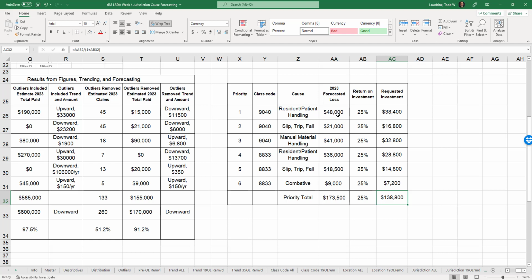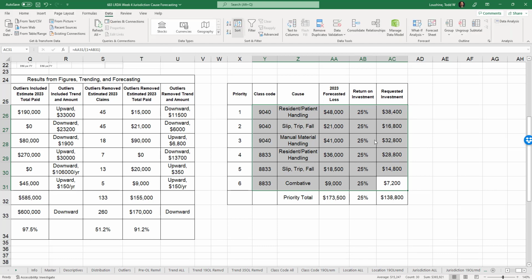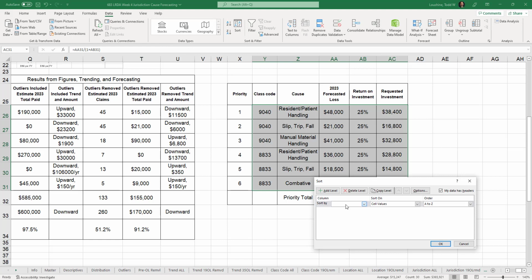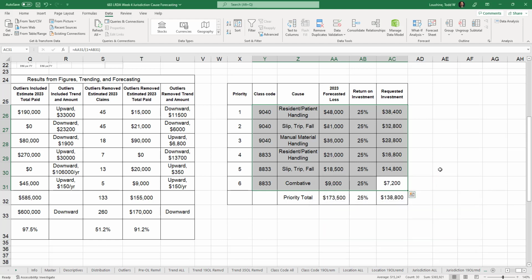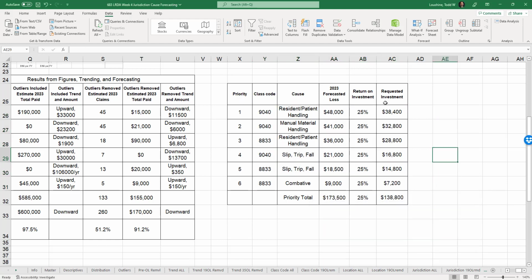I would like to rearrange this by the amounts that are paid, and I'm still going to keep that in order. So I'm going to data, sort, and I'm going to do it. I can either do it by forecasted loss or requested investment, either or. And it's going to be high to low. That's all that should really change. So here we go. There, now I've got my actual prioritized, and what I should do now is go back and change all of these. So let's see what this would look like.